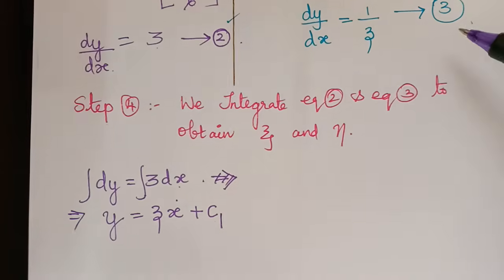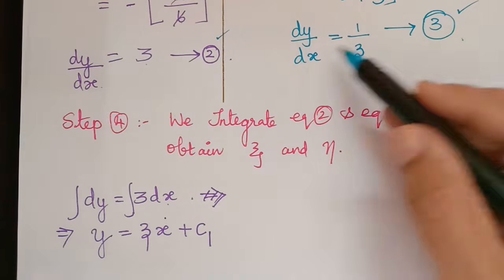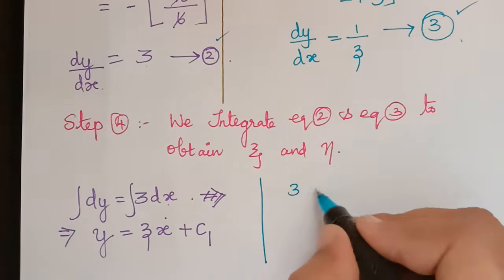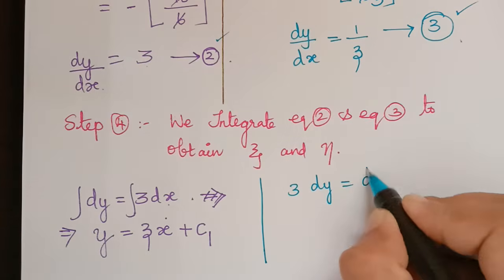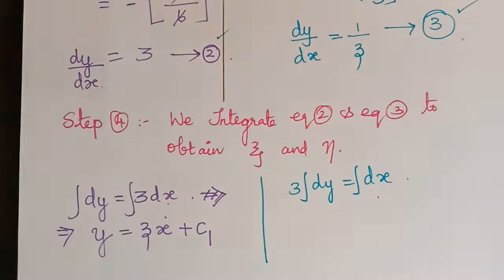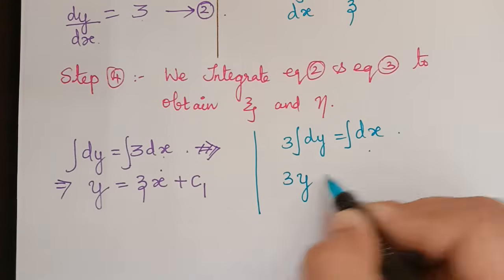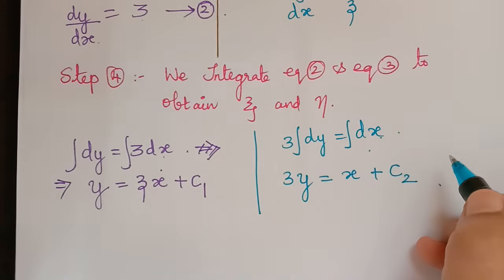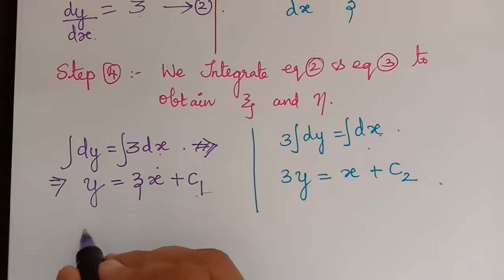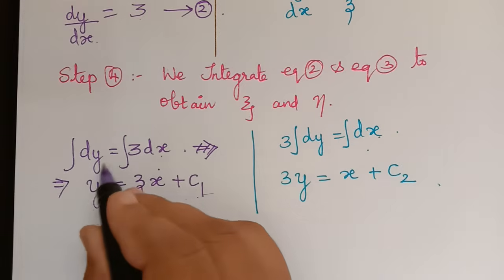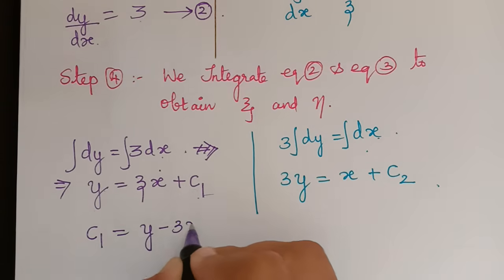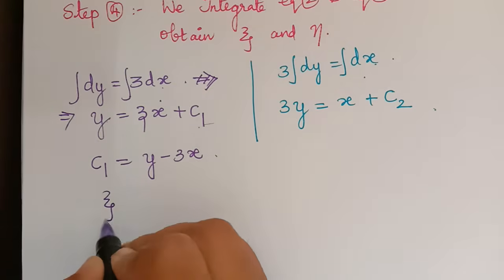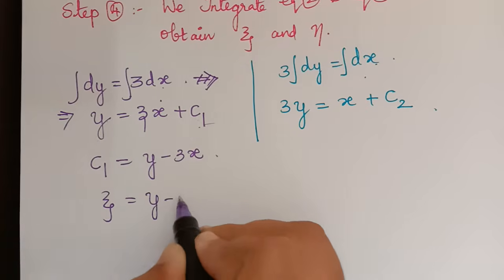In a similar way we can integrate equation 3. So first we will rewrite this equation 3. So equation 3 becomes 3 dy is equal to dx. So now integrating on both the sides we get this as 3y equals integral of dx is x plus a constant c2. And now from this we obtain the value of c1 to be equal to y minus 3x. So y minus 3x. And so we will be taking this c1 as xi. And so xi will be equal to y minus 3x.